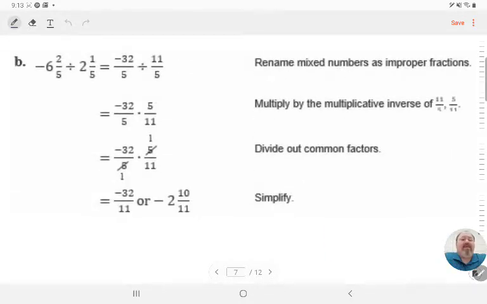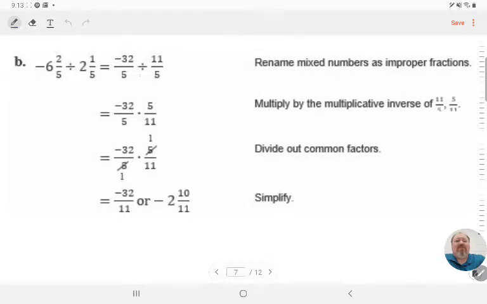So now we have mixed numbers. We have -6 2/5 divided by 2 2/5. So the first thing we have to do is to change those to improper fractions. Don't forget you multiply, then you add. So 5 times 6 is 30, plus 2 is 32, so -32/5. And then 5 times 2 is 10, plus 1 is 11, so 11/5.